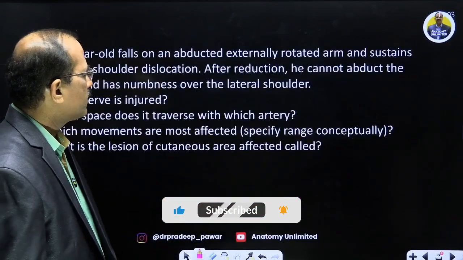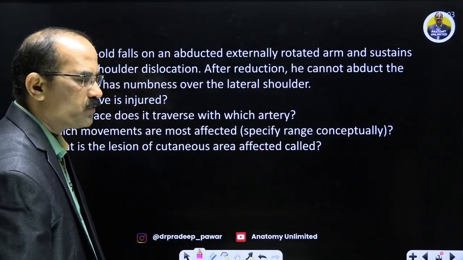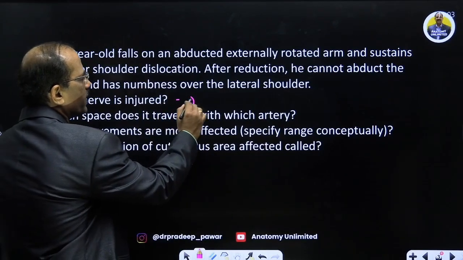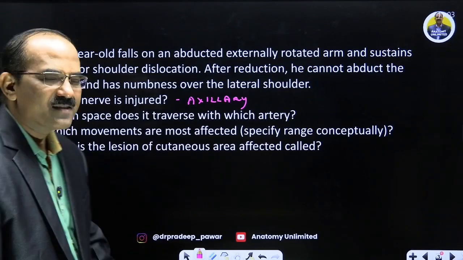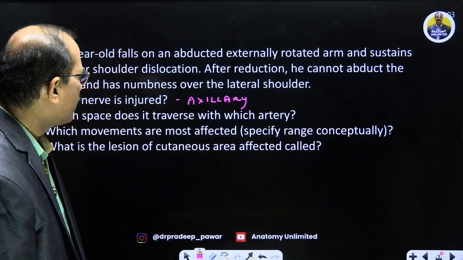Fine. So we come back to this question. Which is the nerve injured? Axillary. Axillary nerve injury हो गई. Which space does it traverse? So axillary nerve कौन से space से जाती है?